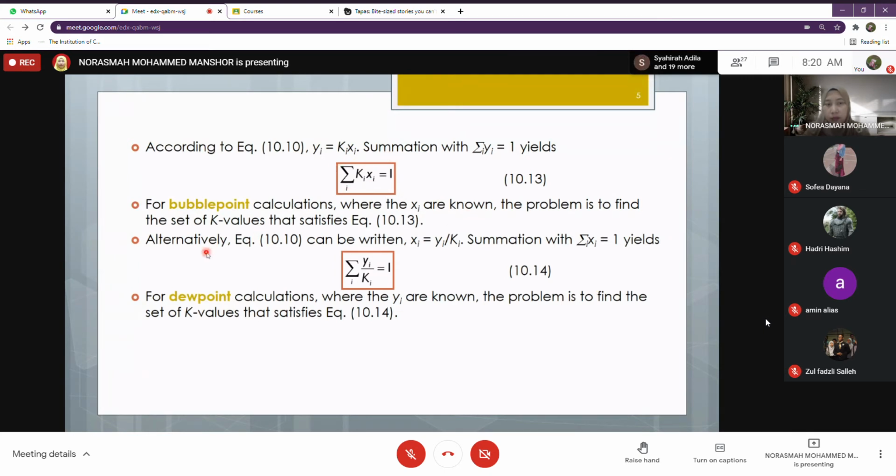From 10.10 also, it can be written as Xi equal to Yi over Ki, and the summation of Xi is equal to 1. So summation Yi over Ki equal to 1. This is for dew point calculation, where the Yi are known. So the problem is to find the set of K values that satisfy equation 10.14. Equation 10.13 is for bubble point, equation 10.14 for dew point.